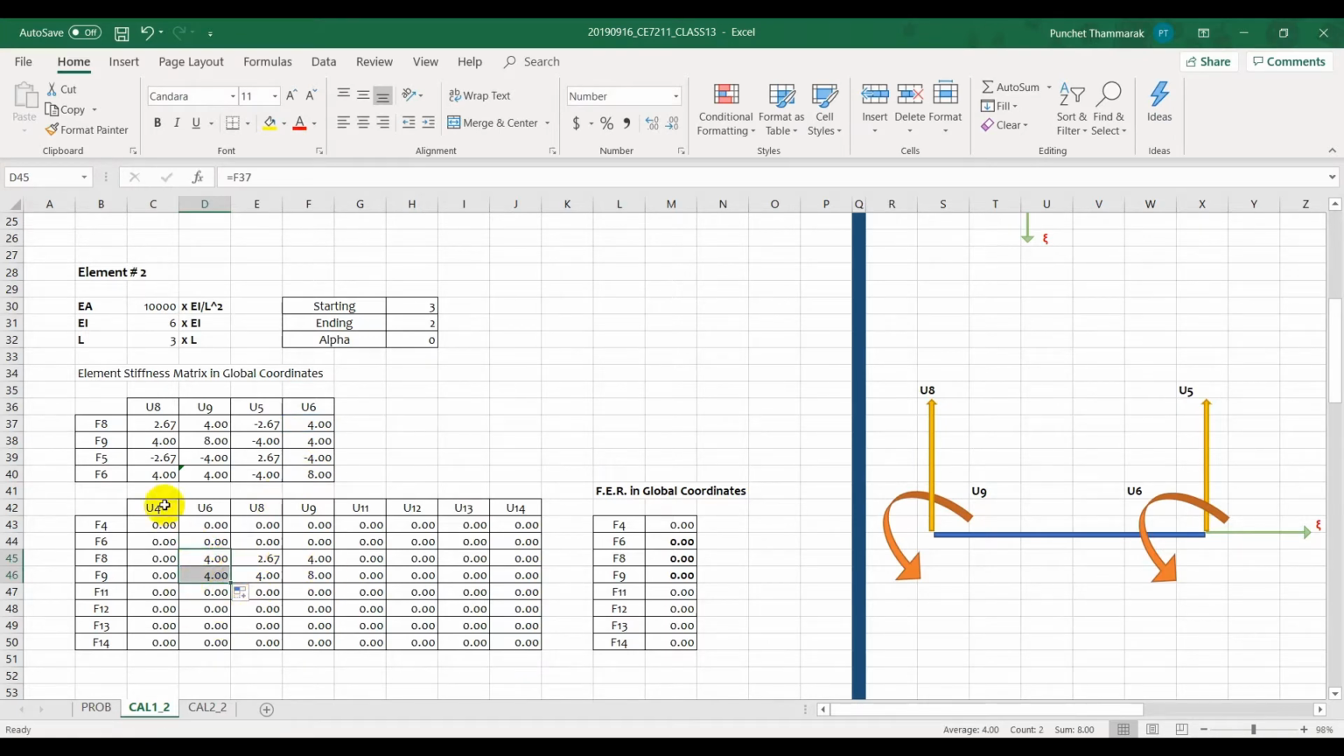Okay. What is the next? F5. There is no F5, so don't forget about it. And then F6. F6 is this one. So first of all, F6, U6, and then F8, F6, U8, and F6, U9. So I will put these in boldface. And you can see, okay.